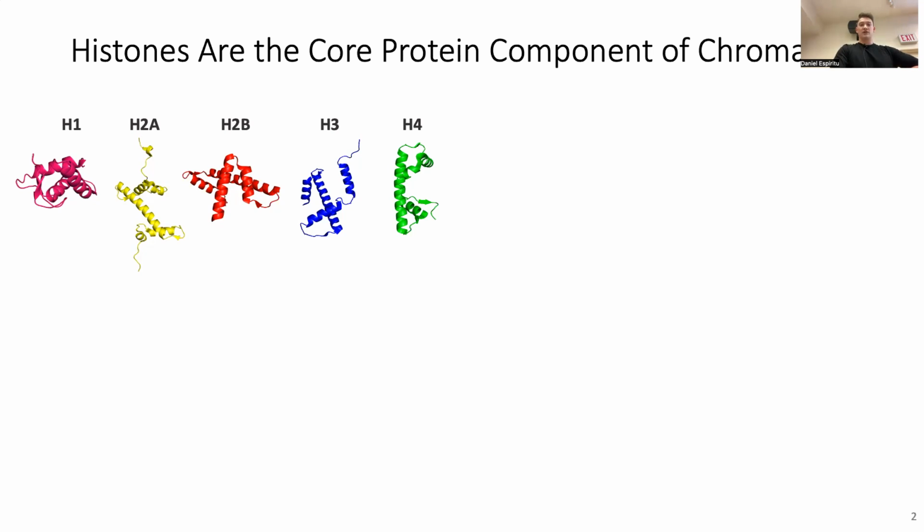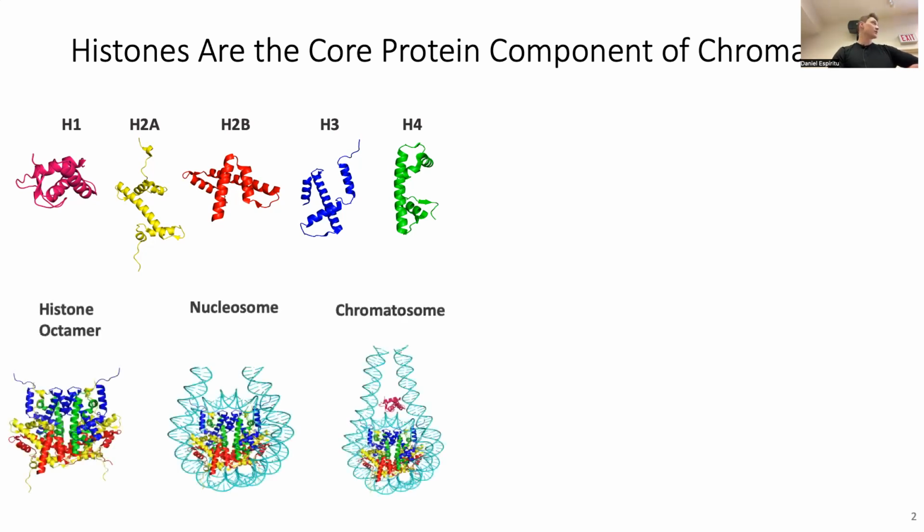Now, when 2 copies of each of the core histones, being H2A, H2B, H3, and H4, come together, they're able to form what is known as the histone octamer. And then when the histone octamer binds with 147 base pairs of DNA, it can form the nucleosome. And then when this also binds with linker histone H1 and 20 base pairs of linker DNA, the chromatosome can be formed. Now, the nucleosome and the chromatosome represent the fundamental subunits of chromatin from which all other larger structures are derived.